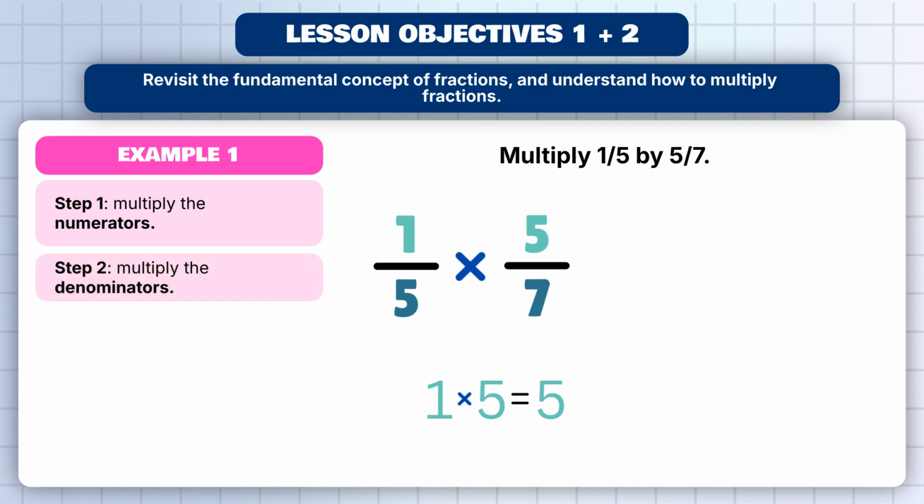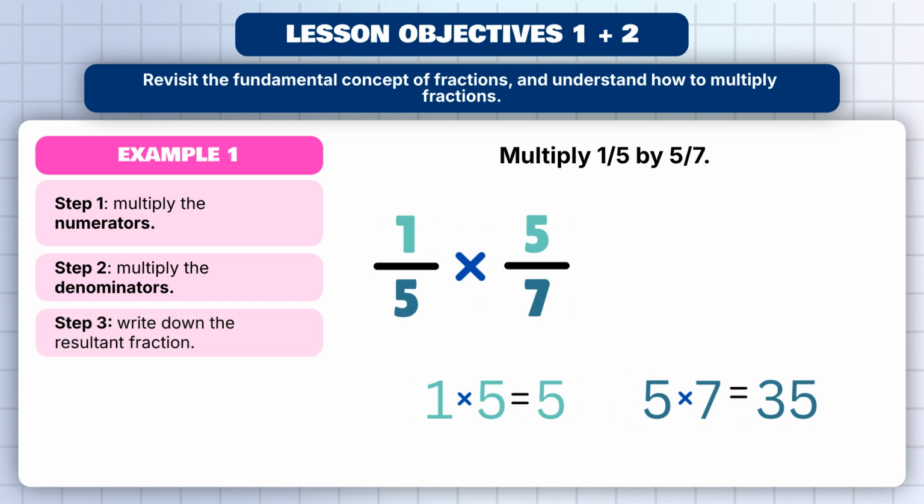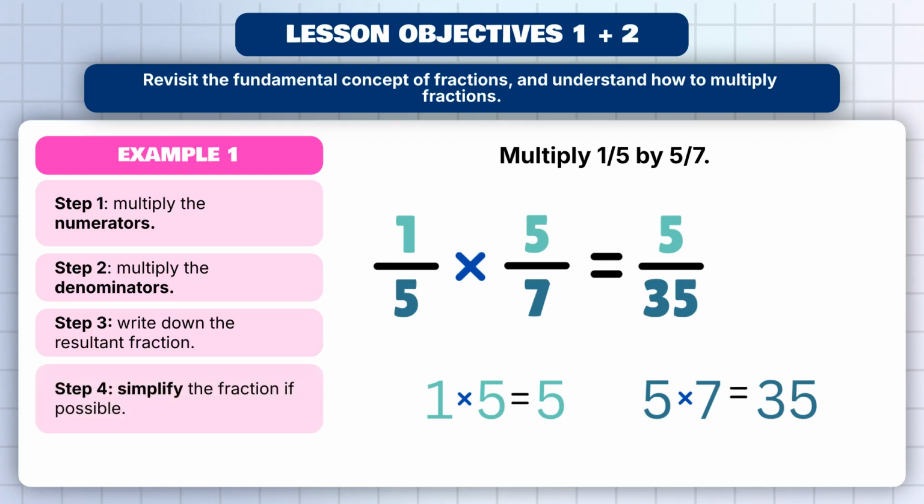Step 2 is to multiply the denominators, which are the bottom numbers of the fractions. In our example, the denominators are 5 and 7. Multiplying these together gives us 35. Step 3 is to write down the resultant fraction. In our case, this is 5 over 35. Step 4 is to simplify the fraction if possible. Here, both 5 and 35 can be divided by 5, which gives us 1 over 7.